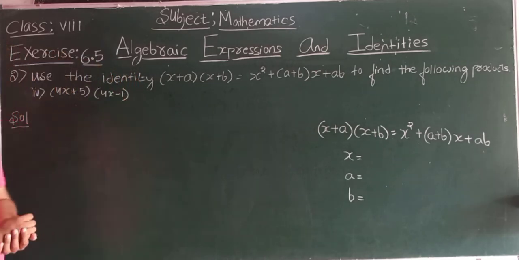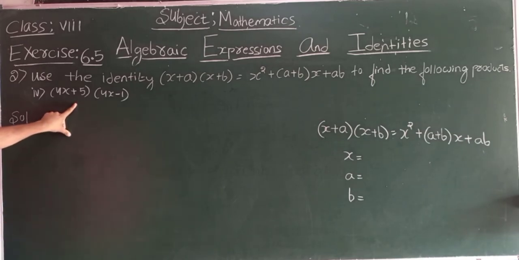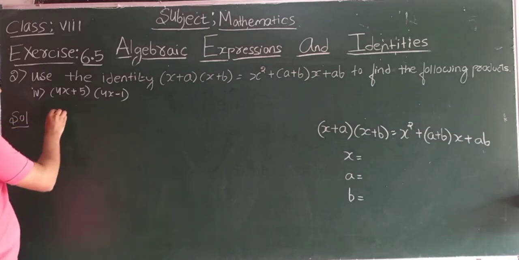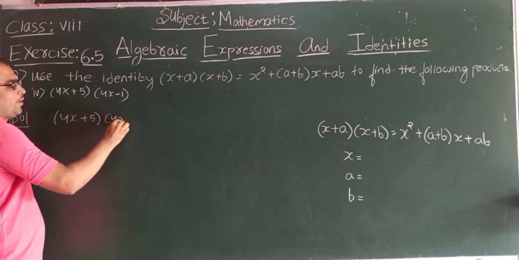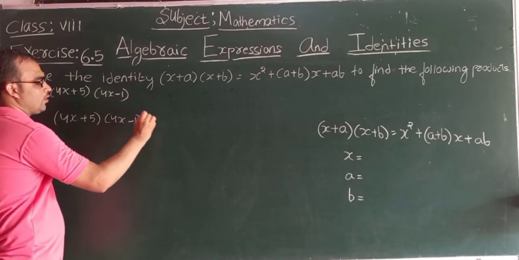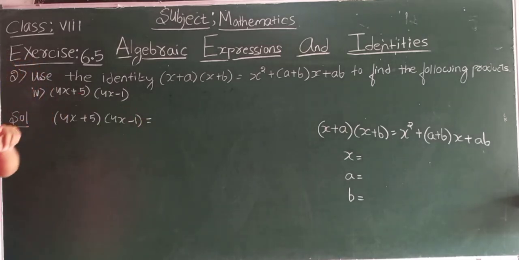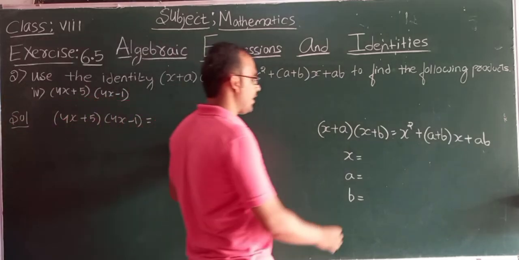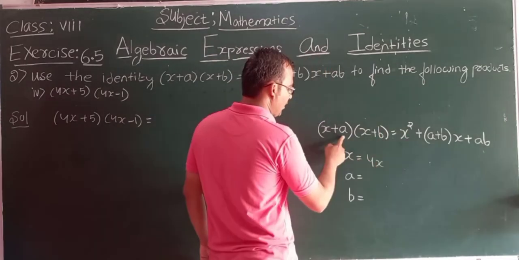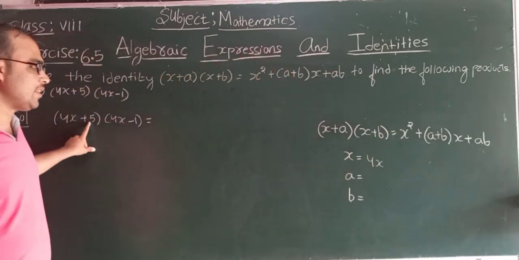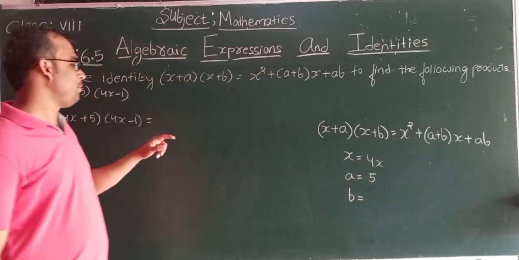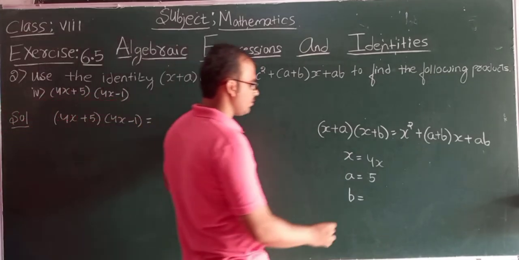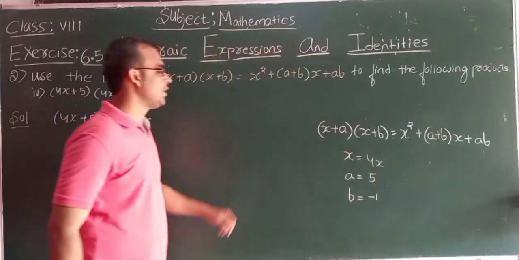Now let's solve the fourth question. What is given? (4x plus 5) into (4x minus 1). So write it once again: (4x plus 5) into (4x minus 1) equals. Now compute this with that formula. In place of x, 4x is there. In place of a, 5 is there. In place of b, minus 1 is there.